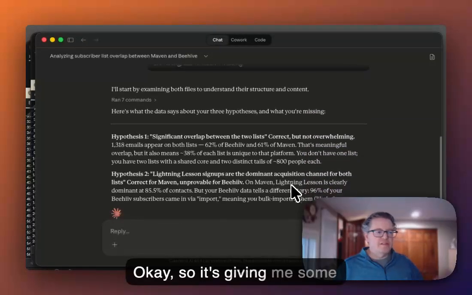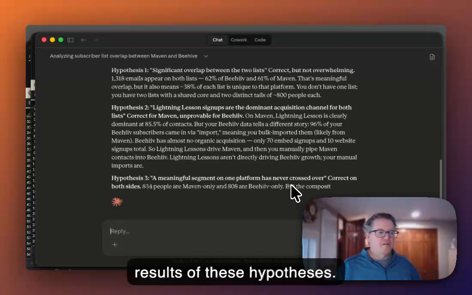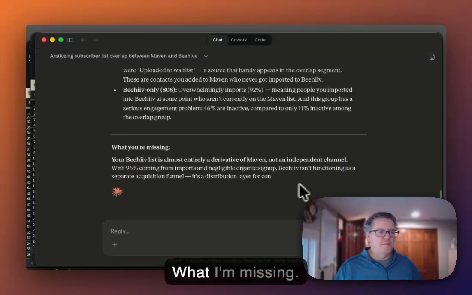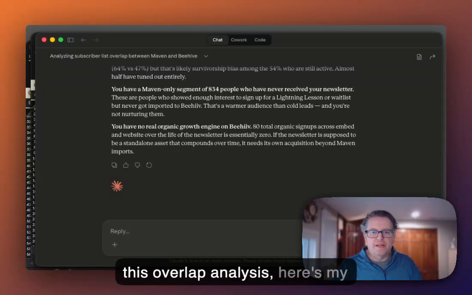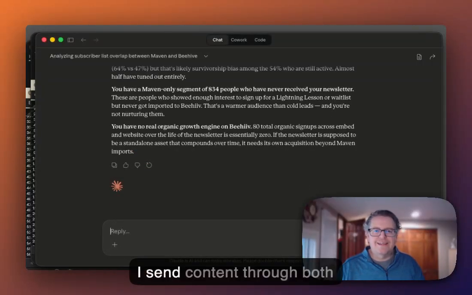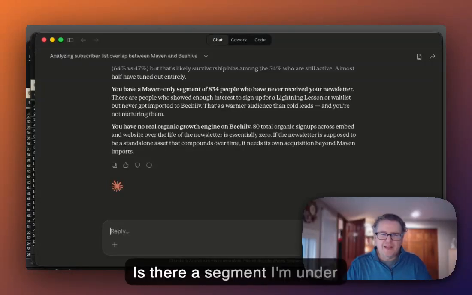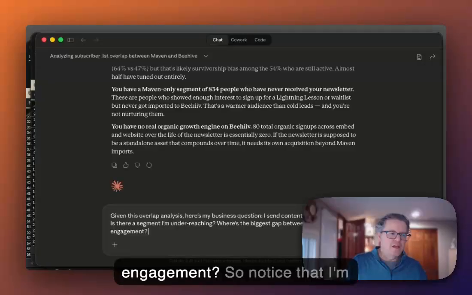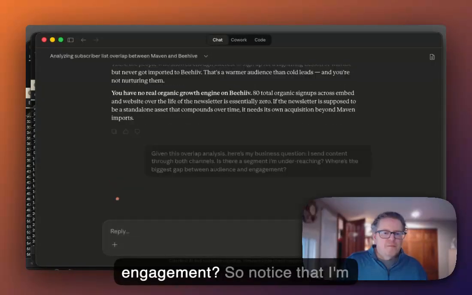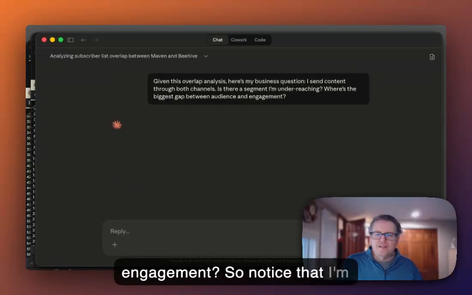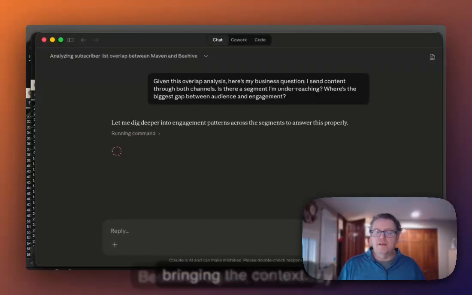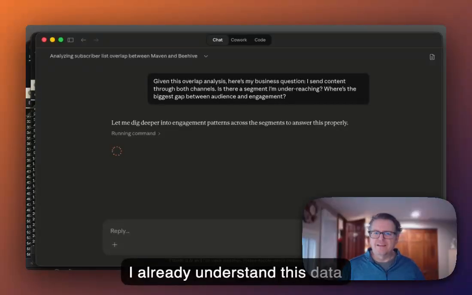Okay, so it's giving me some results of these hypotheses. Excellent. And some statistics. Great. What I'm missing? Given this overlap analysis, here's my business question. I send content through both channels. Is there a segment I'm underreaching? Where's the biggest gap between audience and engagement? So notice that I'm moving from validation to "so what" much faster, because again, I'm already bringing the context. I already understand this data pretty well.